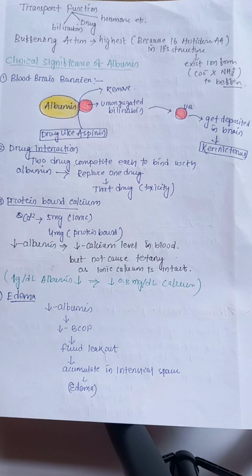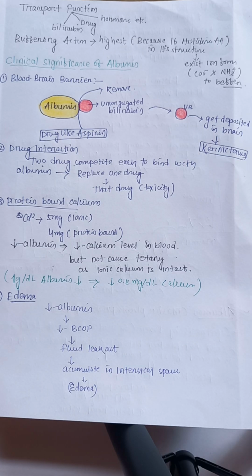And buffering action is highest because of the 16 histidine amino acids, histidine groups that exist in both COO minus and NH3 plus groups. If there is H plus, it will get captured, like these things happen. The clinical significance of albumin, like the blood brain barrier: bilirubin is bound by albumin. So if a drug like aspirin is given, what does the aspirin actually do? Just understand.